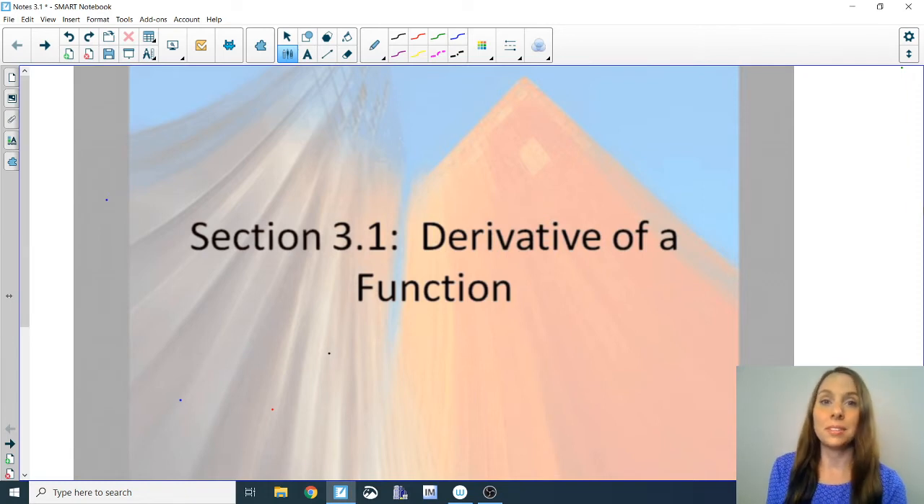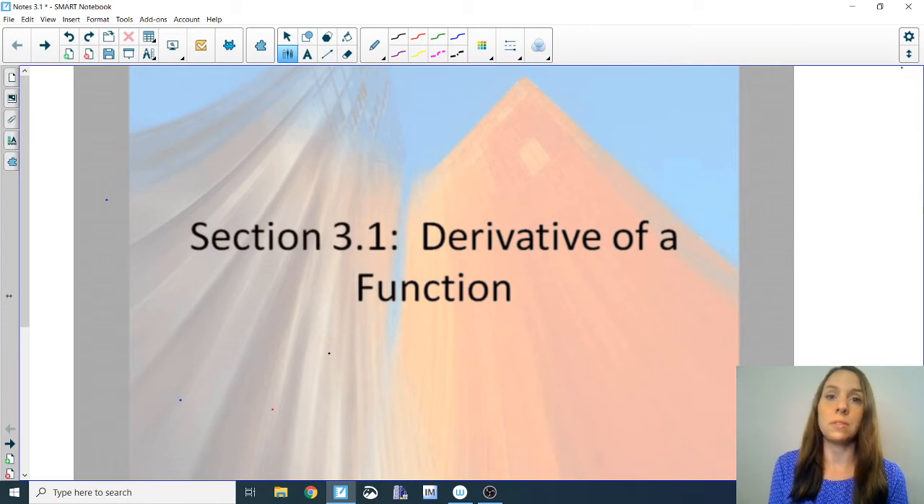Okay, so this is really exciting. We are starting chapter 3, what my textbook calls chapter 3, and that is all about derivatives of functions. In this first section, we will be discussing the definition of a derivative and taking a look at that definition in two different forms.